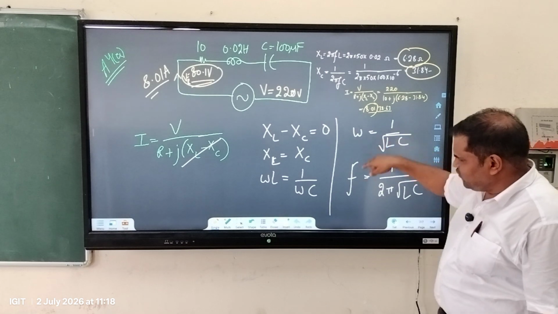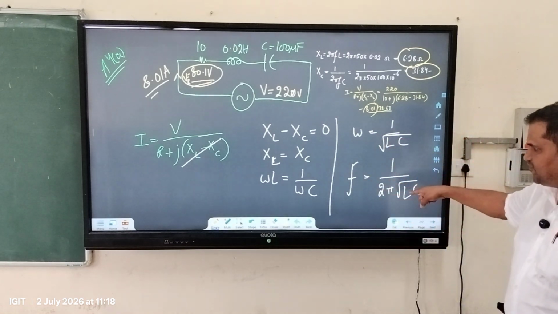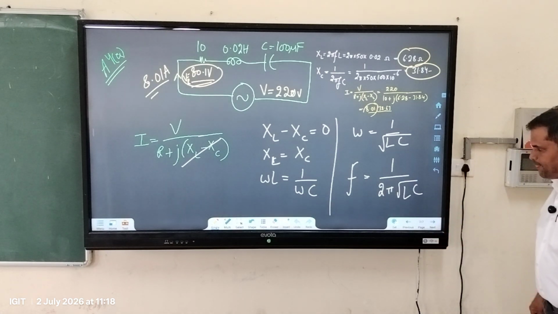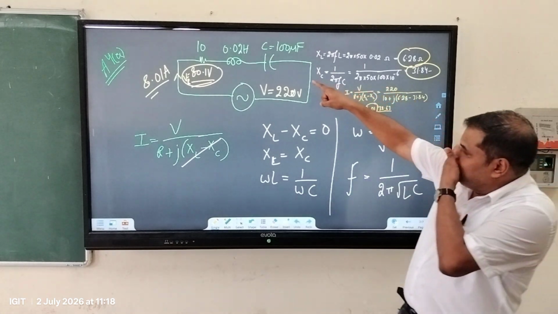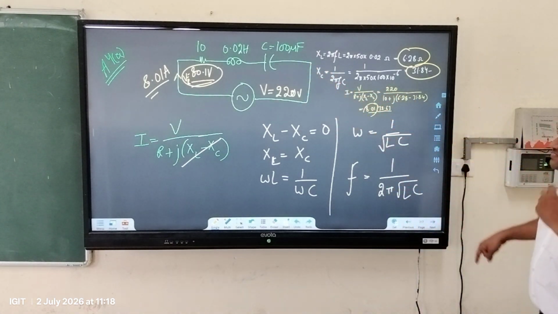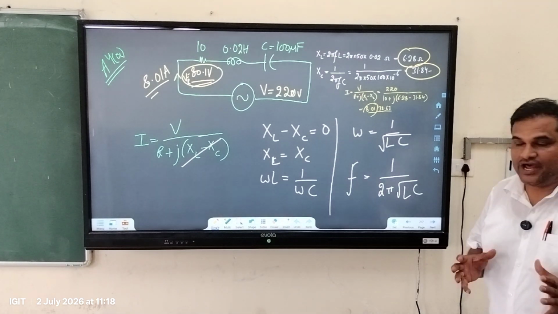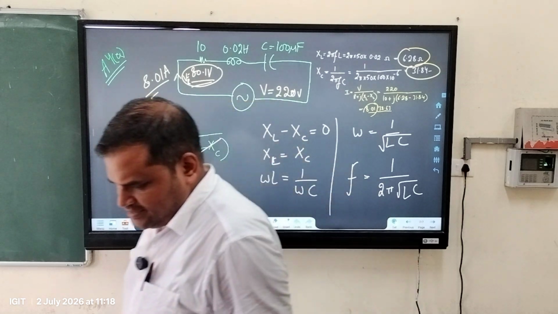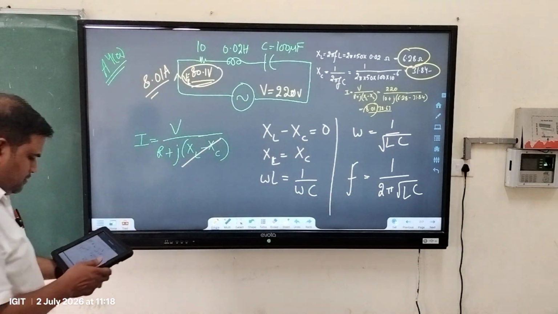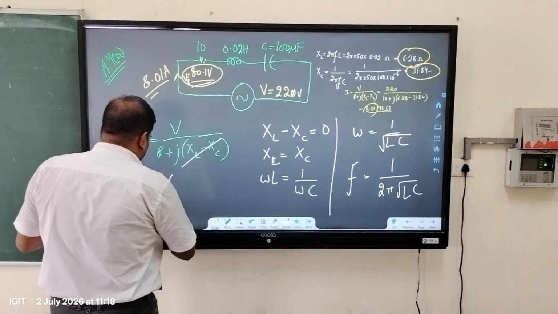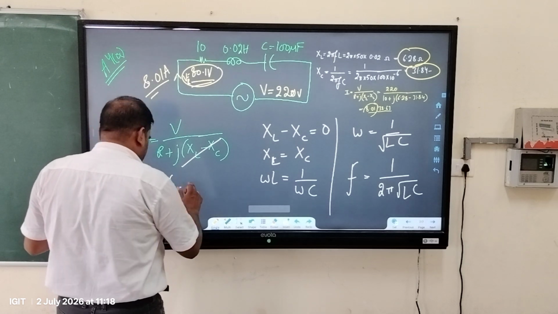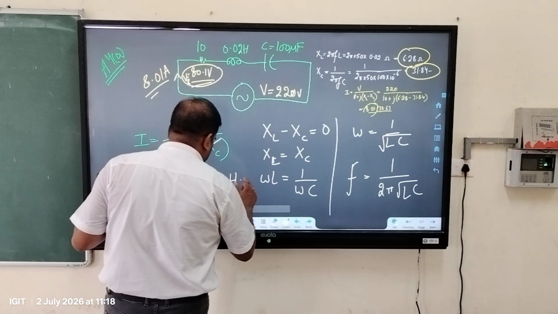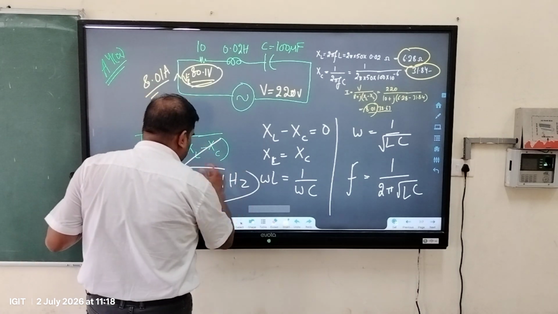So he's asking at what frequency the value of current is maximum; you have to do it like this. Put the value of L here, that is 0.02, and C here as 100 microfarad. Then you will get the answer: the frequency at which the current is maximum is 112.61 Hertz. So this is the answer.